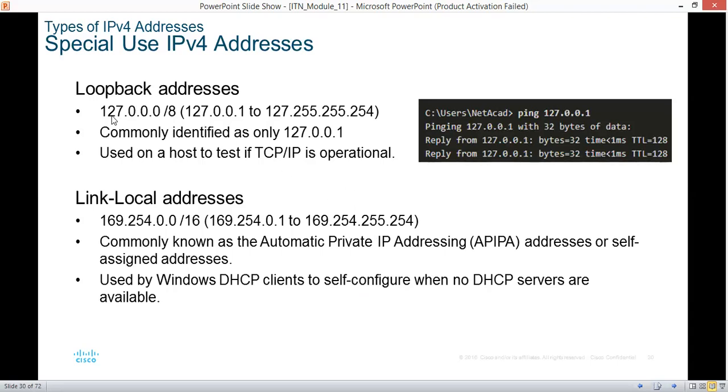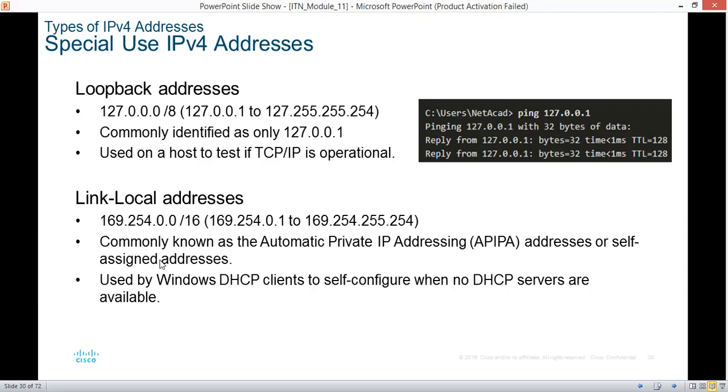Please, you need to note this, that the 127 IP address of your private class A is actually reserved for loopback processes. That is why you can be on your system and ping 127.0.0.1. Just go to your command prompt on your laptop, ping this IP address, and you see it replies, because it's used for loopback or self-test purposes. So you need to note this down. And then the link local address, which is 169.254.0.0, is commonly known as automatic private IP addresses or self-assigned addresses in most cases when you're using DHCP.